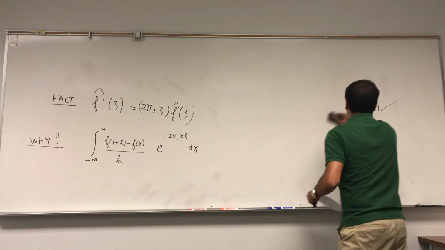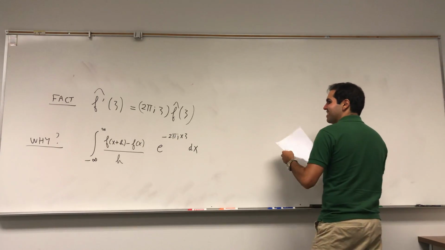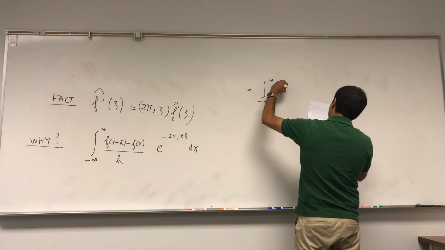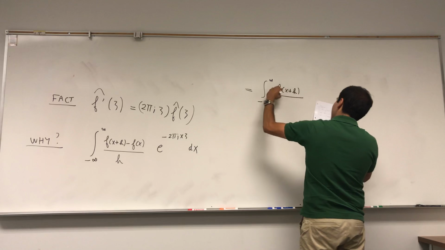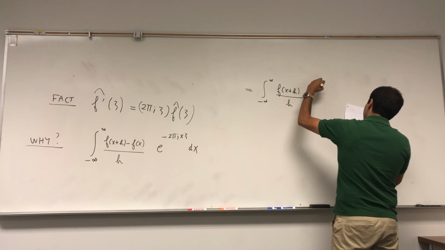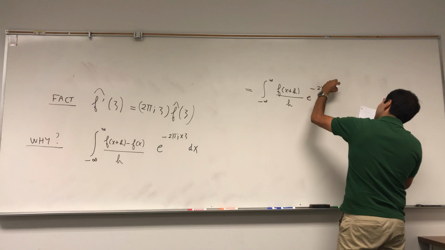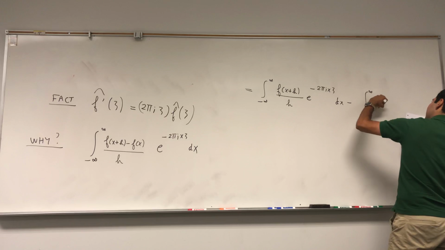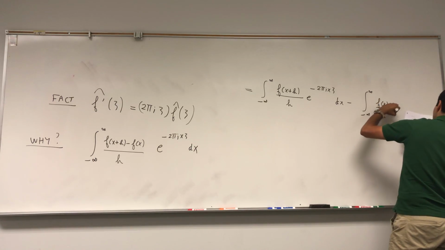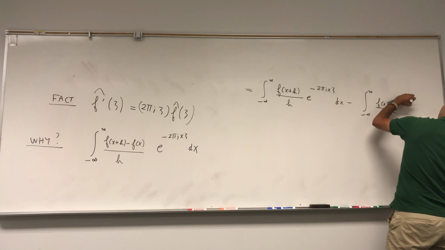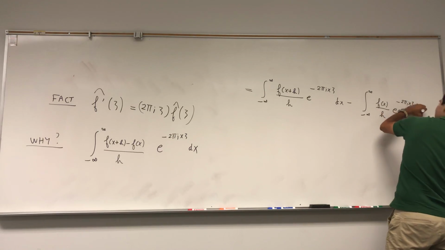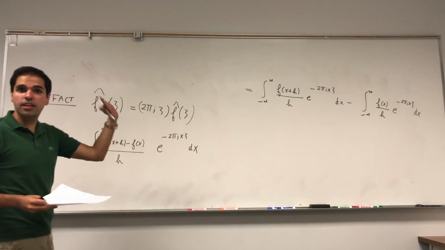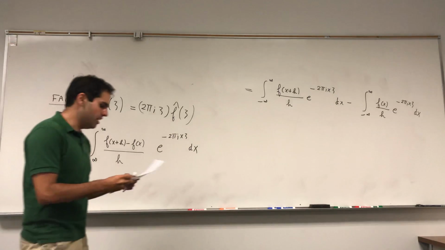Now let's expand this out. So that's the same thing as the integral from minus infinity to infinity of f of x plus h divided by h, e to the minus 2 pi i x xi dx. And the other term is just f of x over h, e to the minus 2 pi i x xi dx. And remember, h is finite, so we're not taking limits yet.